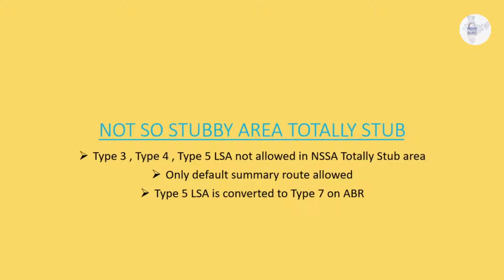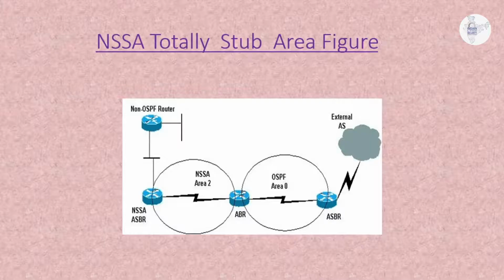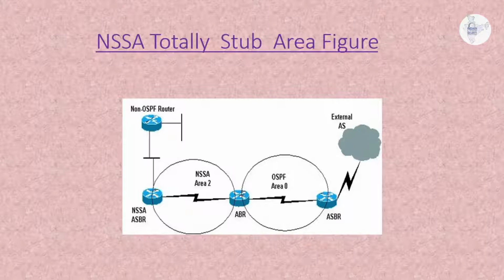And Type 5 LSA is converted to Type 7 LSA by ABR, just like in the NSSA area. So this is the NSSA totally stub area figure. Here there is an external AS, and this external AS is injecting the Type 5 routes into the ASBR. ASBR is injecting into area 0, and ABR is connecting area 0 with area 2. So the Type 5 external LSA is converted to Type 7 on ABR, and it's injected into area 2, the NSSA totally stub area, if we convert area 2 into NSSA totally stub.